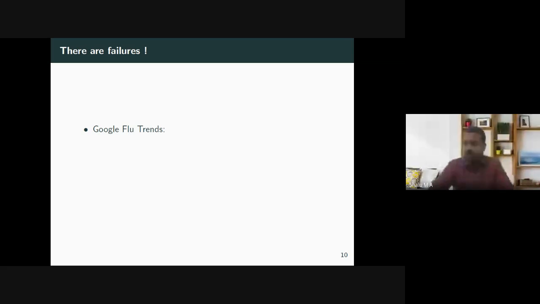So Google thought, okay, fine. Now all across the globe, people are searching for information. They usually search for keywords, and so they use a keyword to search for certain things. So they thought, you use the information from this keyword search, and predict the flu outbreak in a particular region.